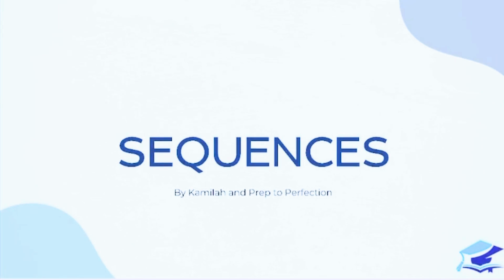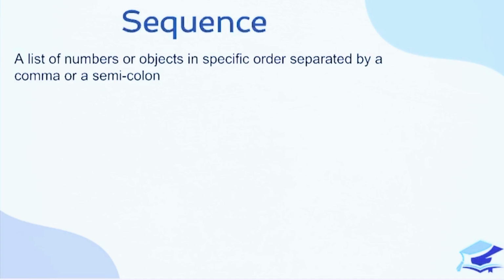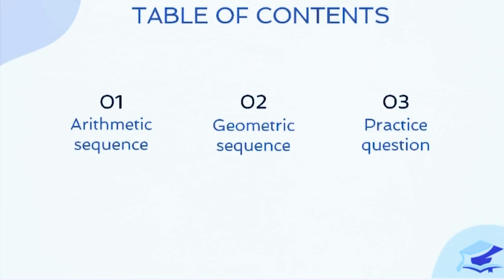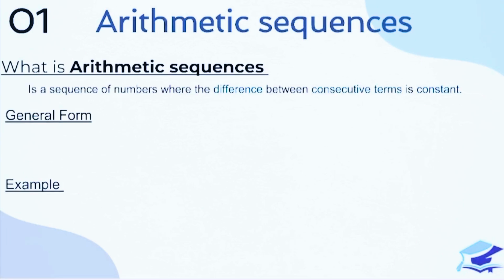In today's video, we're going to look at sequences. A sequence is a list of numbers or objects in a specific order separated by a comma or semicolon. The sequence 2, 4, 6, 8... 2 is the first term or T1, 4 is T2, 6 is T3, 8 is T4. The three dots means it goes on till infinity. We'll be looking at two types of sequences, arithmetic and geometric sequences.